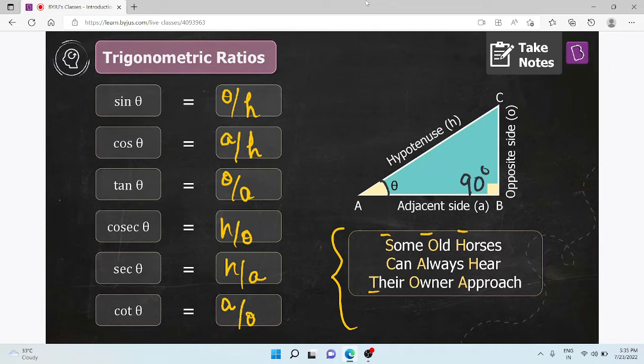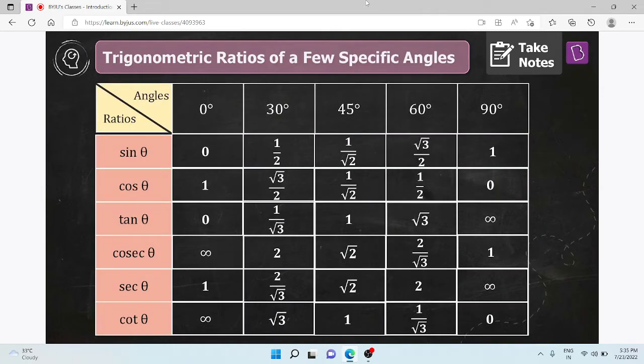Also, we have learned that the values of these trigonometric ratios are fixed for some specific angles like 0, 30, 45, 60, 90. Yes, these are the values. Sine 0 is always 0. Sine 30 is 1 by 2. Sine 45 is 1 by root 2. Sine 60 is root 3 by 2, sine 90 is 1 and so on. So friends, note it down and please try to remember all these values because we will use the values directly to solve the questions.